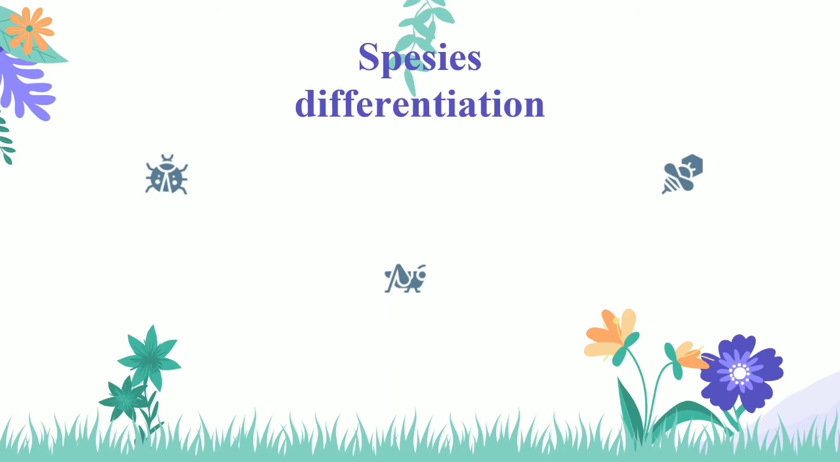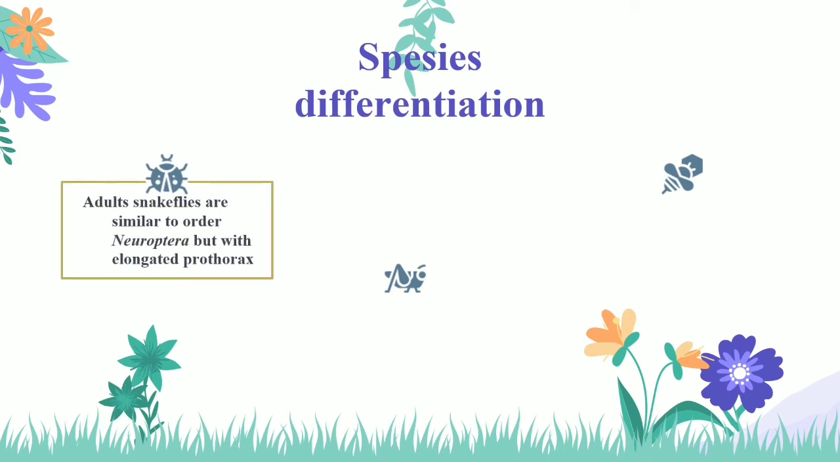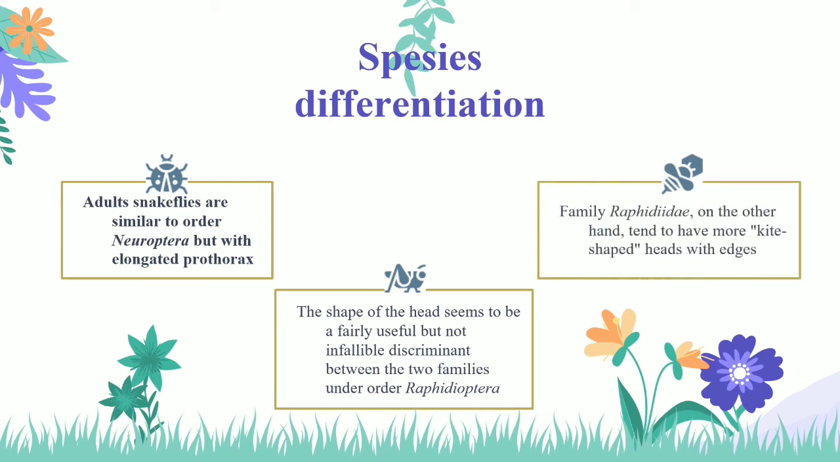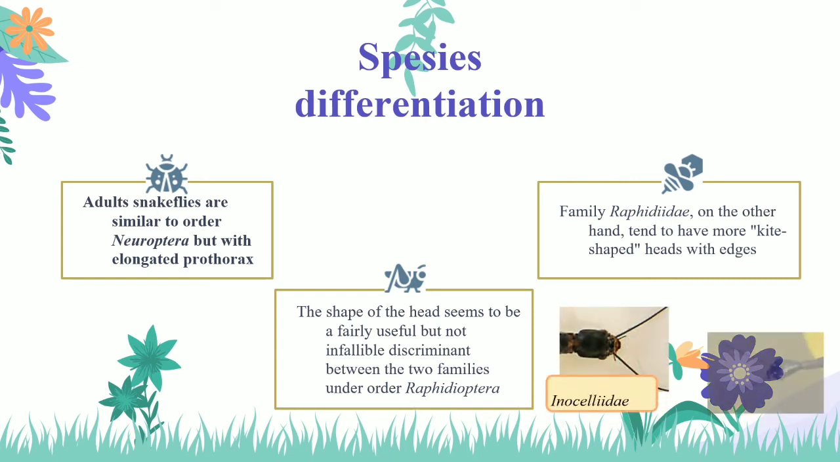Species differentiation. Adult snakeflies are similar to Inocelliidae but with an elongated prothorax. The shape of the head seems to be a fairly useful but not infallible discriminant between the two families under the order Raphidioptera. Raphidiidae, on the other hand, tend to have more kite-shaped heads with edges.